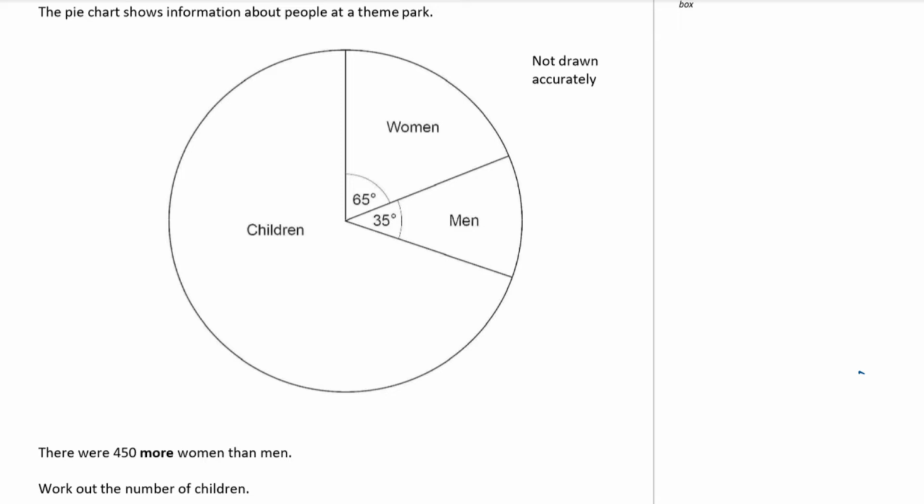Okay, so there are 450 more women. So if we have a look at the angles in the center, women are 65 degrees and men are 35 degrees. So the difference in their angles then is going to be 65 subtract 35, which is 30 degrees. So the women's sector is 30 degrees wider than the men's one. So that must be the 450 more women that there are than men. So 450 people is represented by 30 degrees.